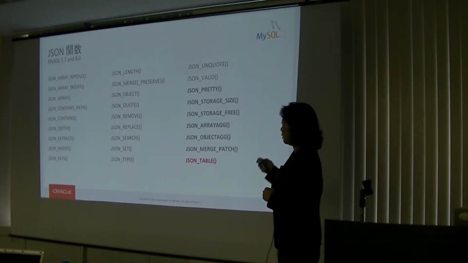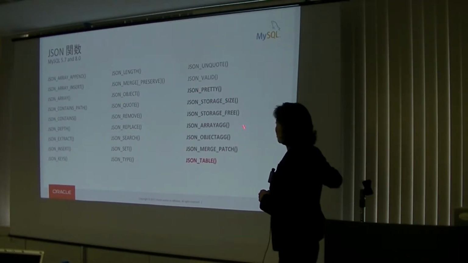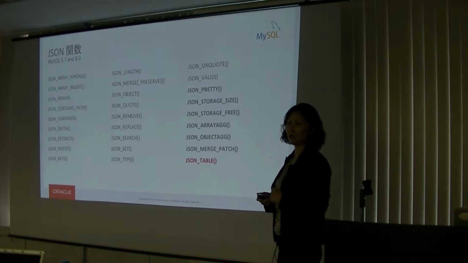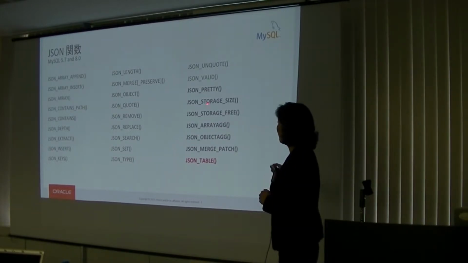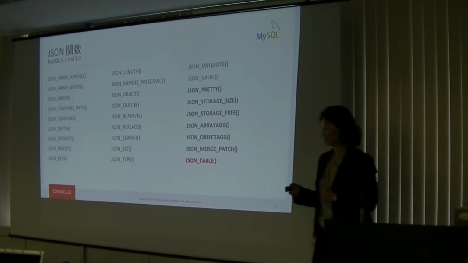We also introduced a lot of JSON functions. Those are introduced in 5.7. These are introduced in 8.0. However, because JSON is so popular in 5.7, we backported those to 5.7. The only difference is JSON table, which is a big feature in 8.0.